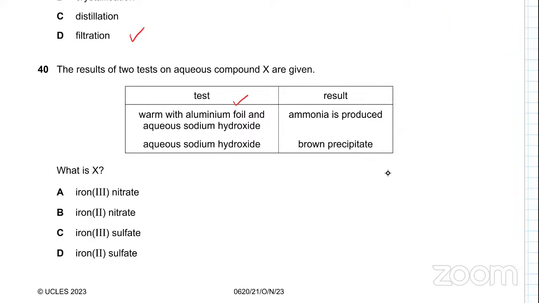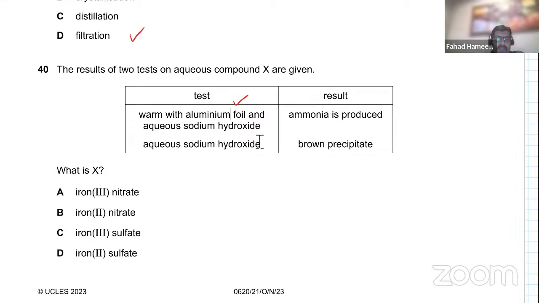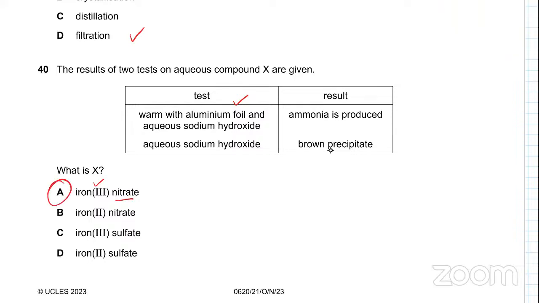nitrate. It's a test for nitrate ions. And who gives the brown precipitate? Iron 3 or iron 2? Or the red-brown precipitate? Iron 3 gives it. Iron 3 is red-brown. Iron 2 is green. Okay? So it's A.